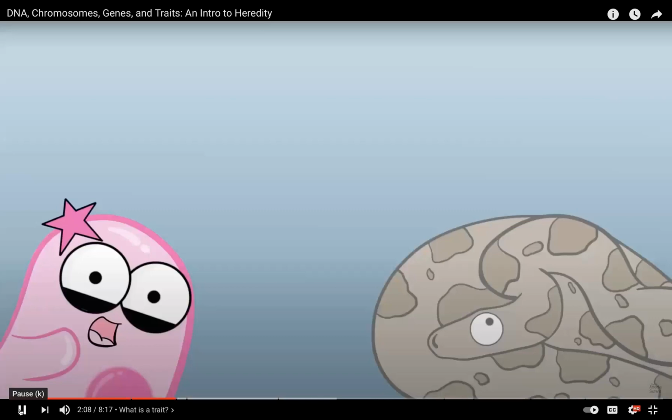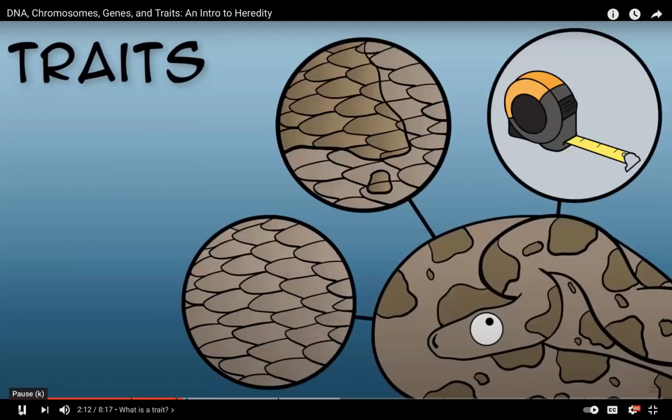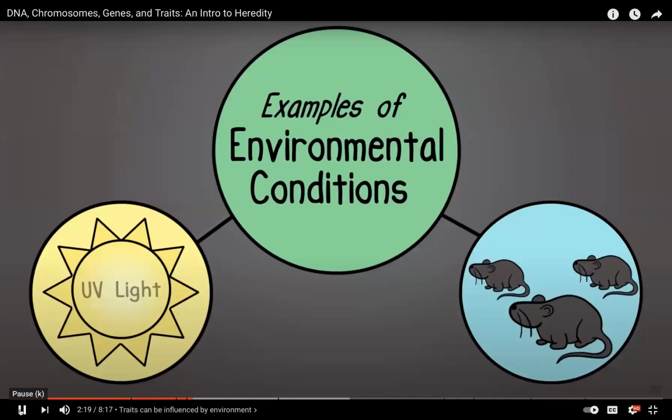So back to the student question. Spike has traits. The patterns on his body, his size, these traits are coded for in his DNA. Some of the traits he inherited can be influenced by the environment. For example, if Spike had not had the nourishment he needed, that could affect his size.